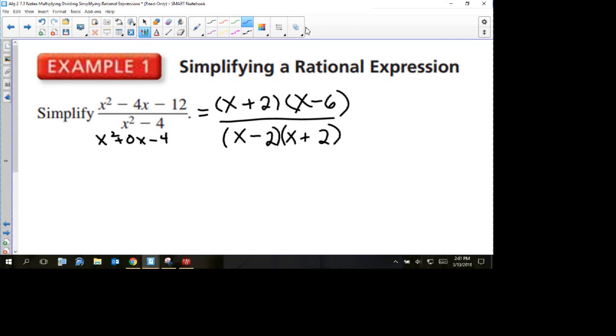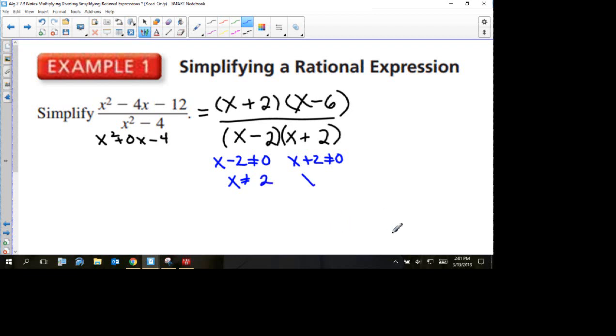So what we're going to do is spend a second and set each factor not equal to 0. X minus 2 cannot equal 0, and x plus 2 cannot equal 0. Then you're going to solve each of those for me. And you're going to say x cannot equal what number?